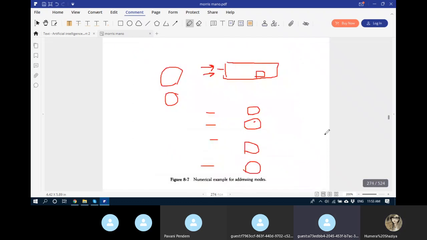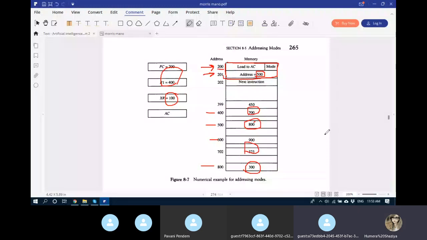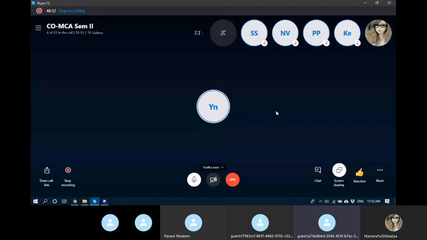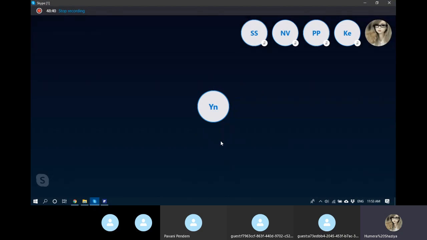Ma'am, relative address means we should add the program counter to the address. Okay, right, relative is program counter plus address. Very good. So program counter has 200 and address has 500, so 500 plus 200 is 700. Very good. Who said it? It's me, Madam, Yudha. You're very good, Yudha. So I was wondering how we got that, but it is 500 plus PC, which is 200. In relative address mode, the contents of the program counter are added to the address part of the instruction.